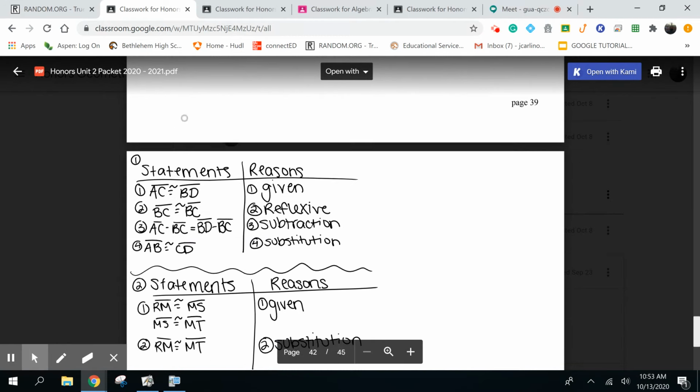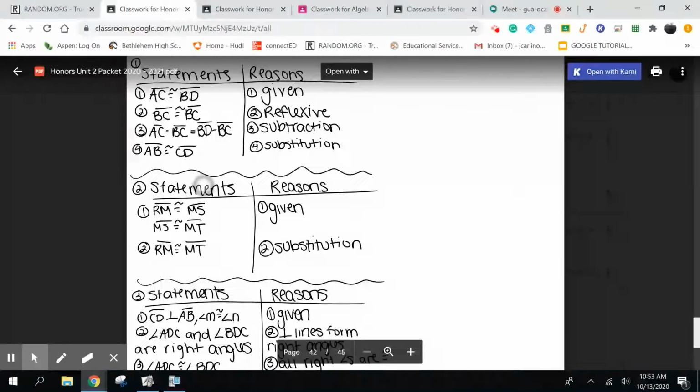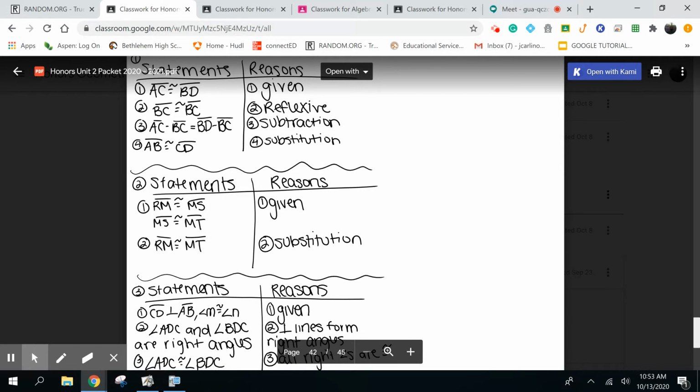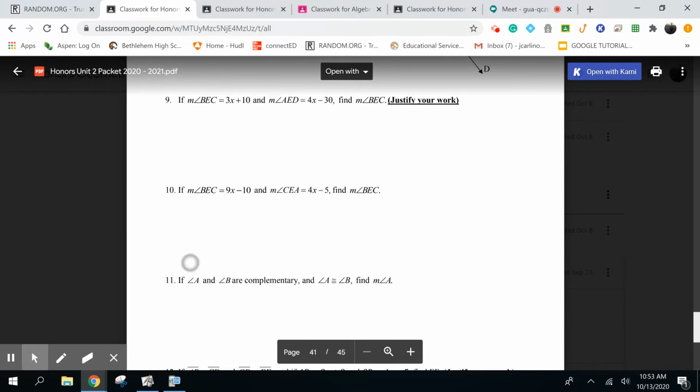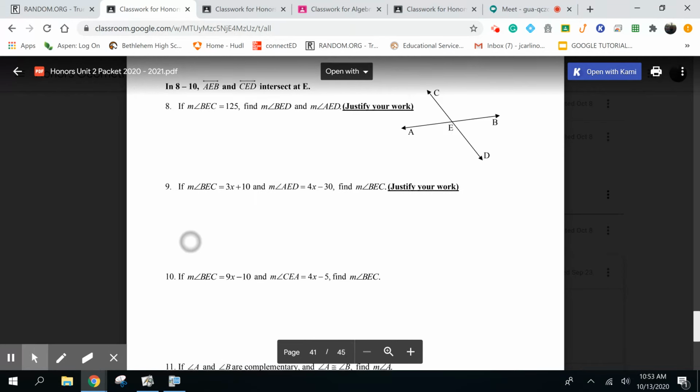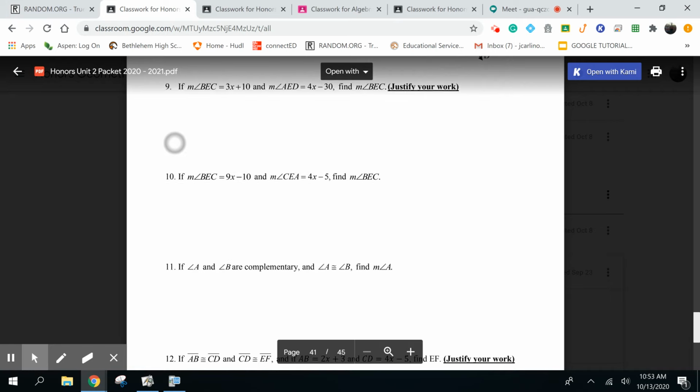Okay, so as you can start to see, here's our statement and reasons answers here. All right, so you can check yourself. So there's a few proofs, and then on the next page, there's algebra problems. All right.